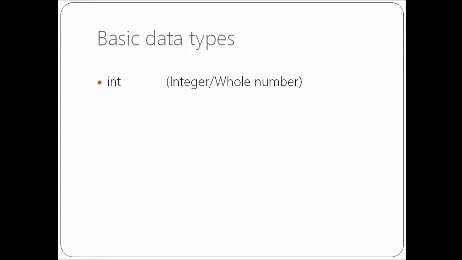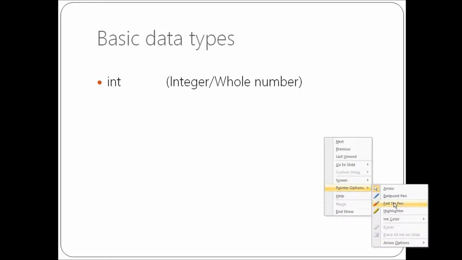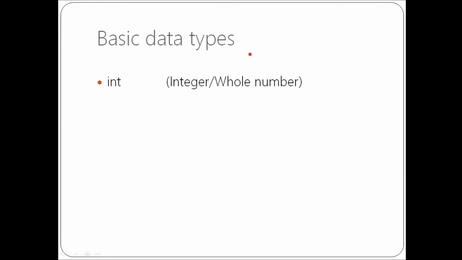So, there are some basic data types. For example, int, which is a data type. If I grab my trusty felt tip pen, here we are. So you write the data type and then score, for example, equals whatever you want.